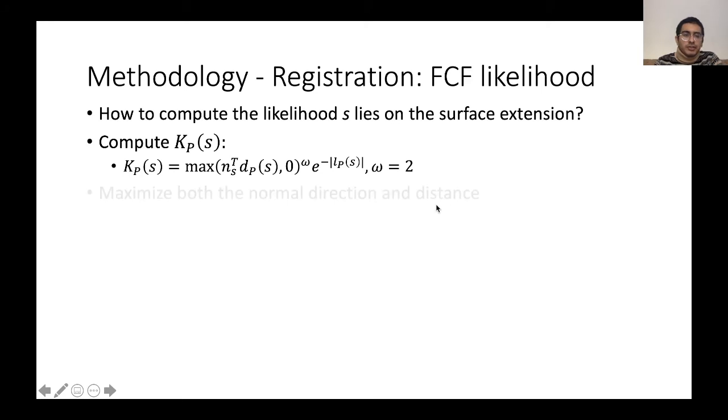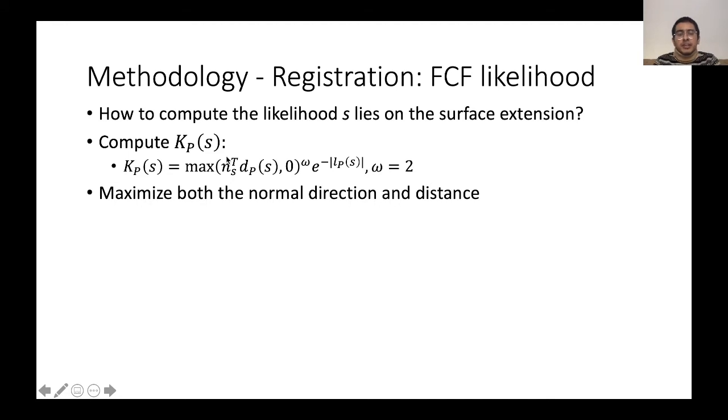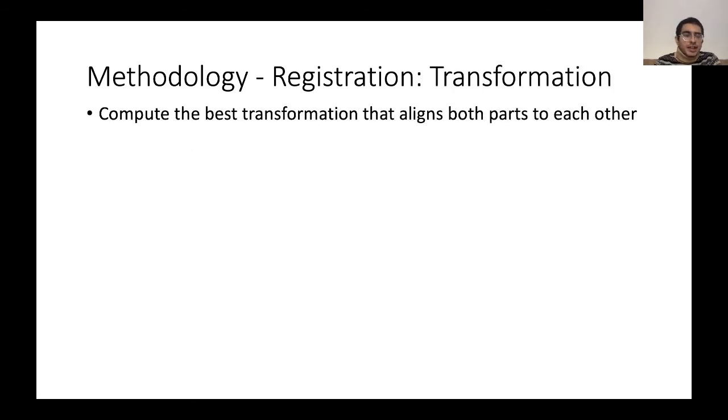The whole point about this is that normals of the point S that are in a similar direction to the direction d subscript P of S, which is what it should be on the actual surface, would return a high value, and the same thing for distance. A lower distance means it maximizes the likelihood that the point S lies on the surface. And that's pretty much it for computing the FCF, actually.